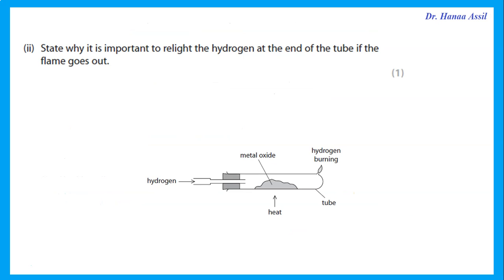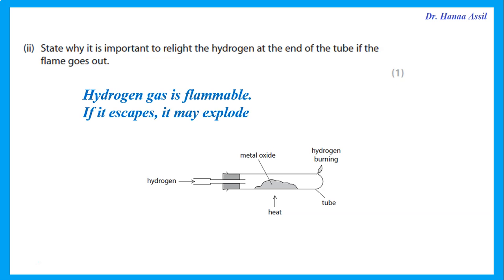State why it's important to relight the hydrogen at the end of the tube if the flame goes out. Now, the hydrogen is passing over the metal oxide. Any unused hydrogen goes out from the end of the tube and we have to burn it before it goes out into the environment. Why is that? What is the hazard of hydrogen gas coming out? Hydrogen is flammable. If it escapes, it may explode.